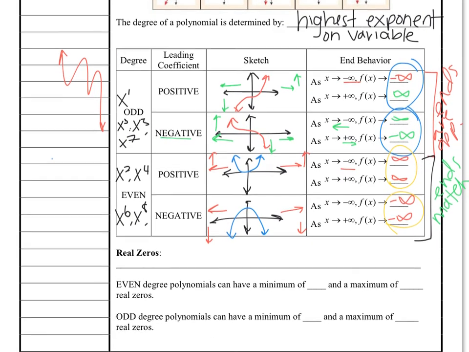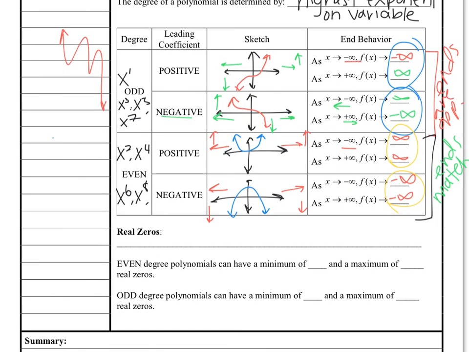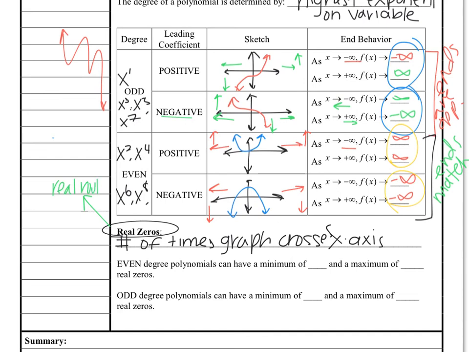And then one more thing here to talk about is the zeros. So when we have zeros on a graph, this is the number of times the graph crosses the x-axis. And remember that another way to mention zeros are real roots, real solutions, or x-intercepts, right? So those words are all interchangeable.